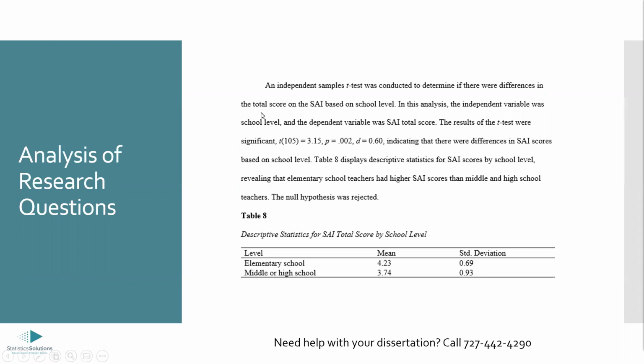So again, we're saying what analysis we're doing. We're identifying our variables. We present the results of our test. This time it is significant. Our p-value is less than 0.05. It indicates that there are differences in our dependent variable based on our independent variable. We present those means in this table down here. We make a simple statement describing the differences in the means, and we make our statement about our hypothesis. In this case, the null hypothesis was rejected.